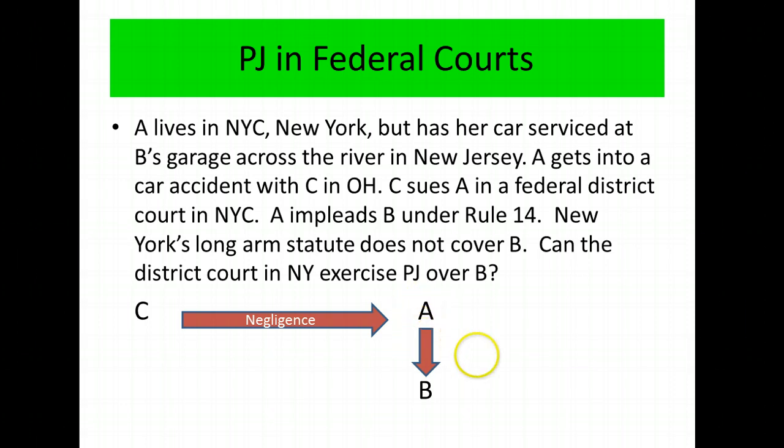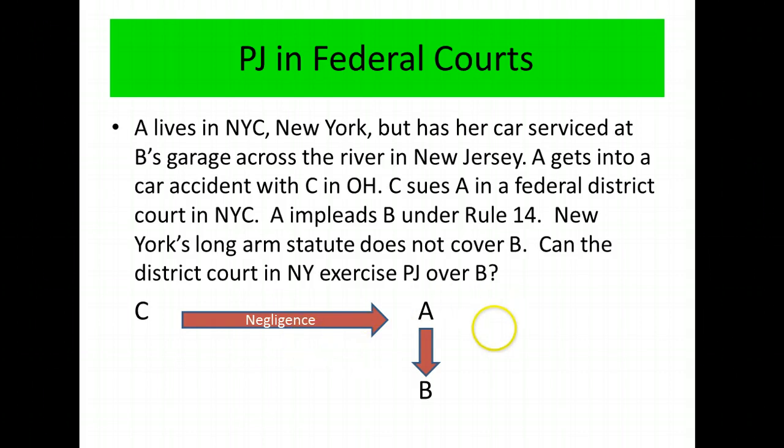But she really wants to bring B into the suit, and the court still has to have personal jurisdiction over this defendant as well. She impleads B under Rule 14. New York's long arm statute doesn't cover B, so you technically could not fit 4K1A, right?